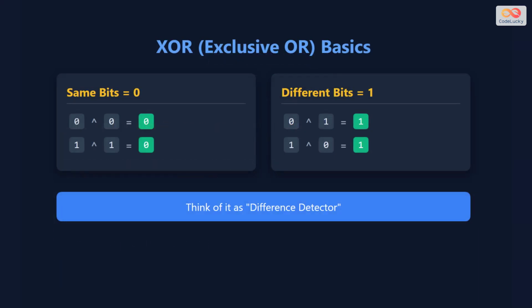Before we solve it, let's quickly review how XOR works. XOR stands for exclusive OR. It returns 0 if bits are the same and 1 if they are different. You can essentially think of it as a difference detector.